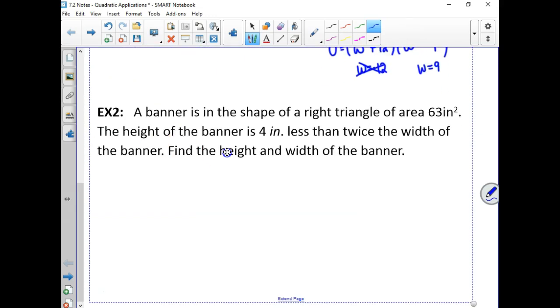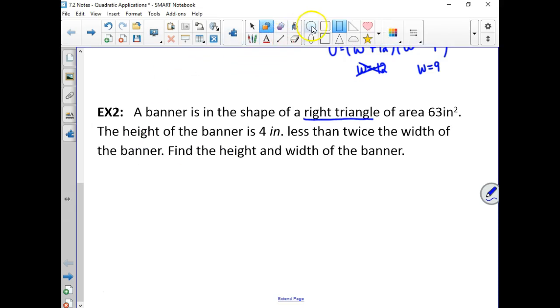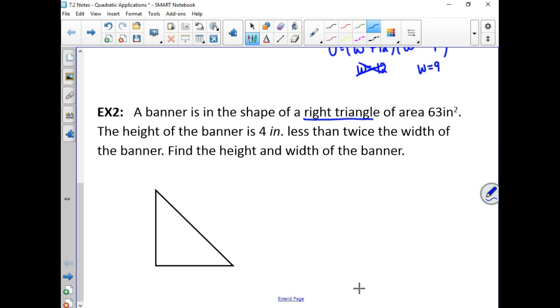Our next question, we have a banner that is in the shape of a right triangle, and it has an area of 63 inches squared. The height of the banner is 4 inches less than twice the width of the banner. Find the height and width of the banner. So we have a right triangle here. So we're going to draw ourselves a right triangle. And that right triangle has an area of 63 inches squared. The height of the banner here is 4 inches less than twice the width.